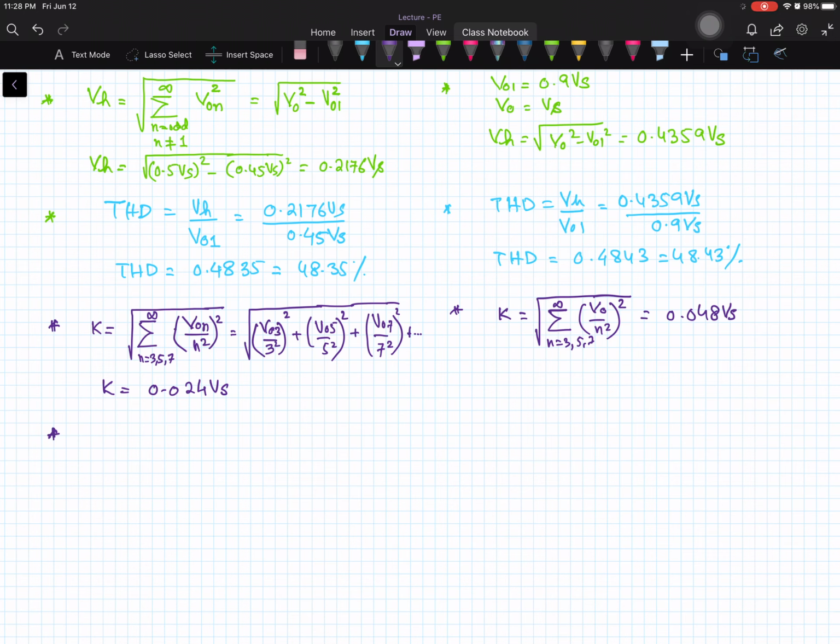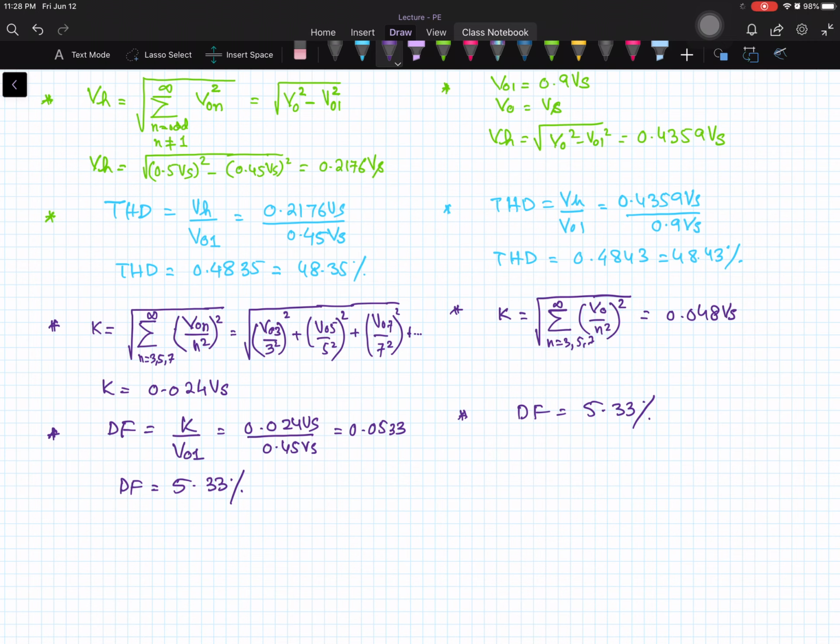Okay, now let's calculate the distortion factor. Distortion factor is defined as K by V01. We have calculated K, so just plug in the values over here. Our distortion factor will be 0.0533, or if we write it in terms of percentage, the distortion factor is 5.33%. And if we calculate it for the full bridge, the distortion factor will be the same. So both of them have the same distortion factor.